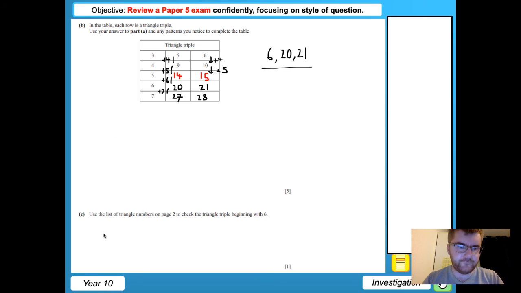So if I know that T6, I take the 6 from here, is equal to 21, then I know that T21 minus T20 is equal to 21. I change nothing apart from changing the 21 to T6.